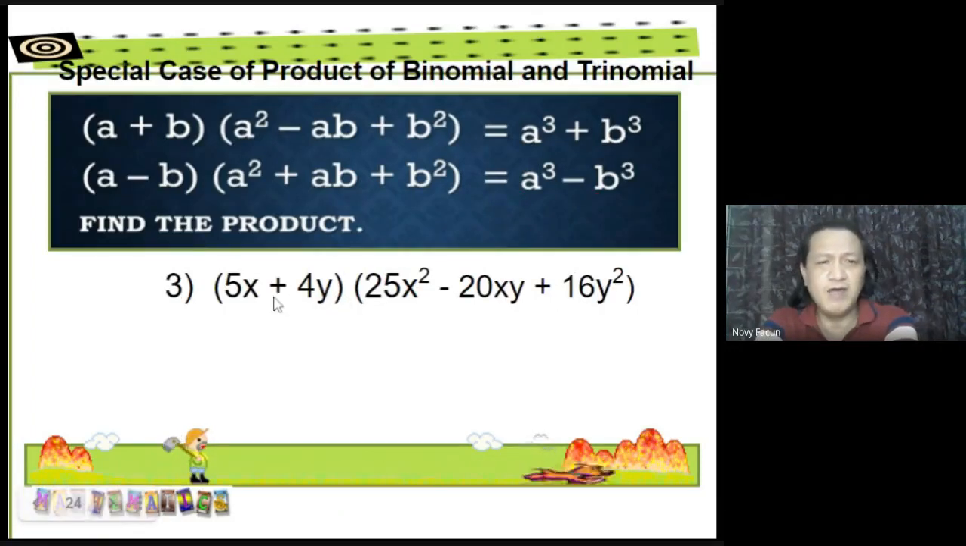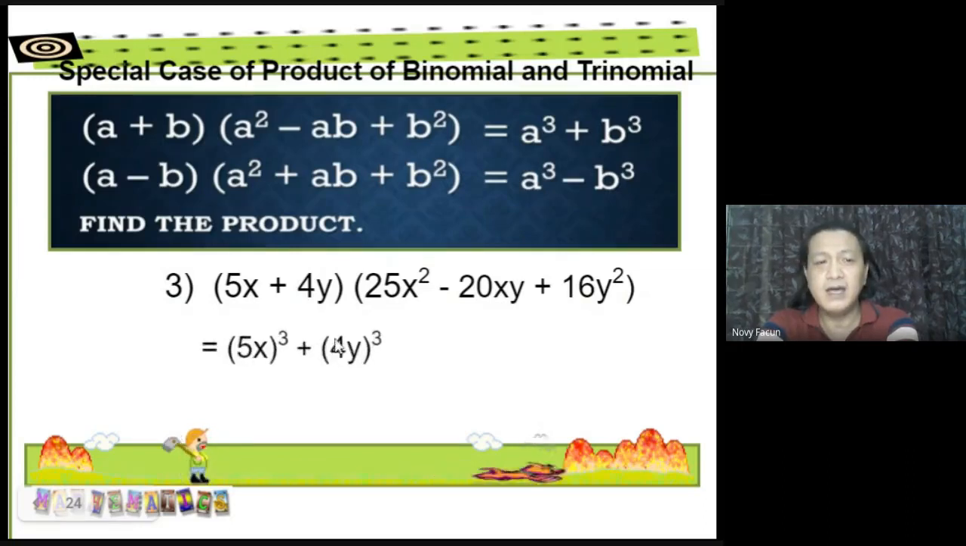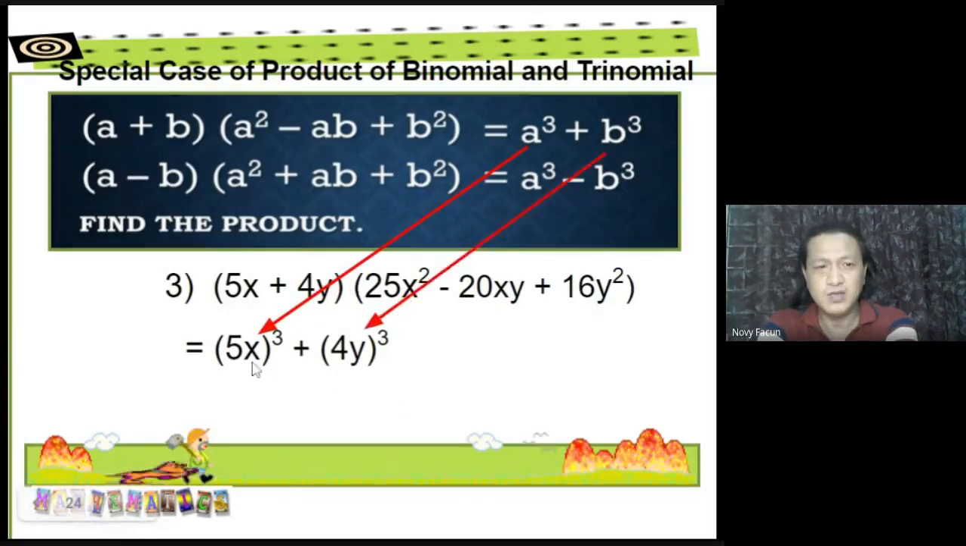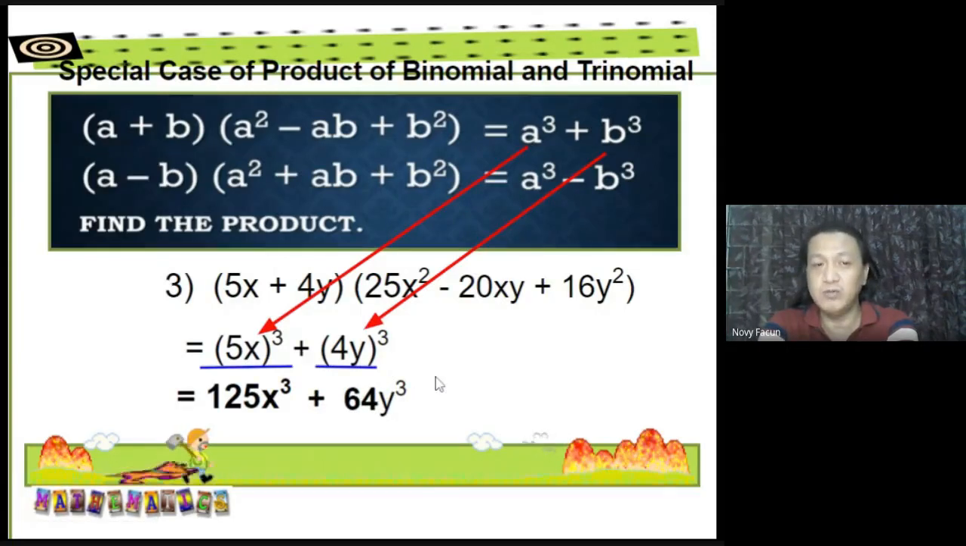Okay, another example, we have 5x plus 4y multiplied to 25x squared minus 20xy plus 16y squared. So, ganun din. So, you have to cube the first and second term. We have 5x cubed plus 4y cubed. So, ibig sabihin yan, ito yung formula natin. And you have to get the cube of 5, meaning 5 times 5 times 5, that will become 125x cubed. Dito naman sa 4y cubed, ibig sabihin 4 times 4 times 4, that is 64y cubed. So, yan na yung magiging final answer natin. Napakadali lang, basta alam niyo yung pattern natin.